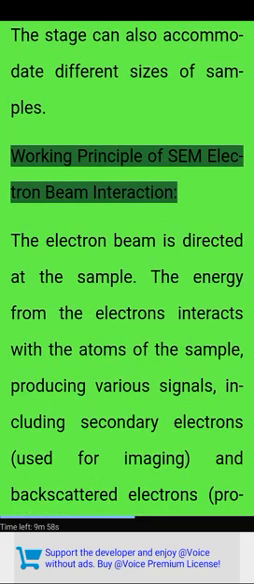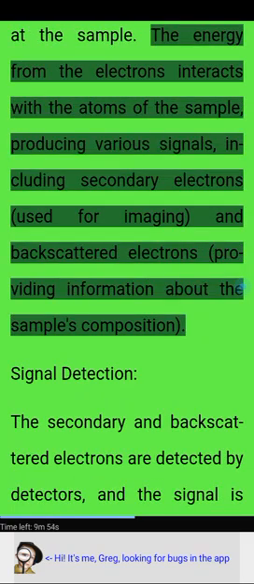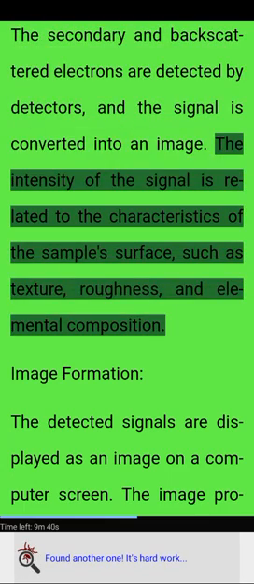Working principle of SEM. Electron beam interaction. The electron beam is directed at the sample. The energy from the electrons interacts with the atoms of the sample, producing various signals, including secondary electrons used for imaging and backscattered electrons providing information about the sample's composition. Signal detection. The secondary and backscattered electrons are detected by detectors, and the signal is converted into an image. The intensity of the signal is related to the characteristics of the sample's surface, such as texture, roughness, and elemental composition.